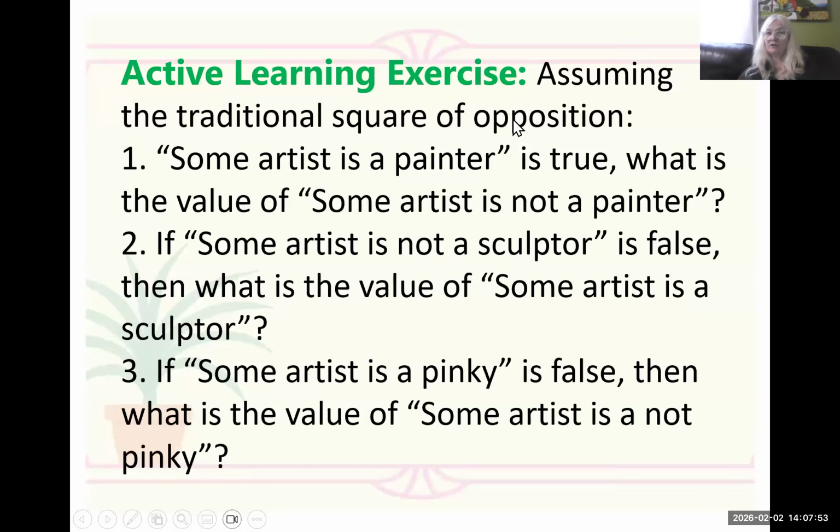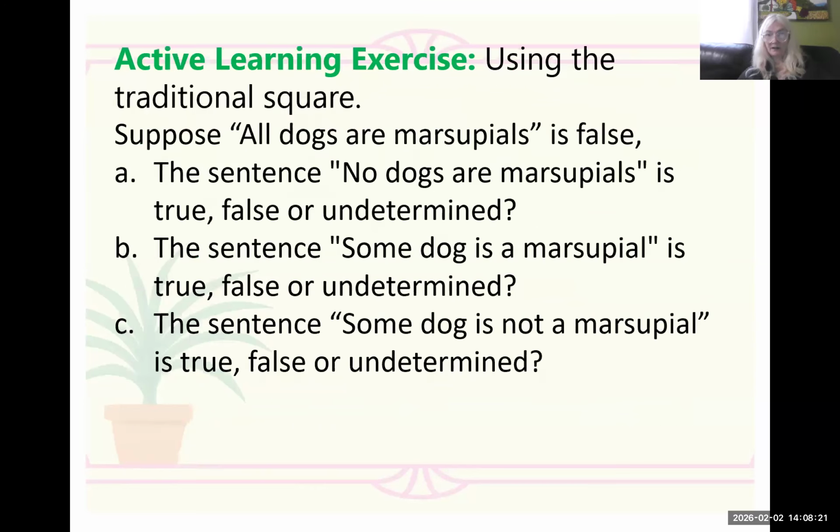So now, assuming the traditional square of opposition, if "some artist is a painter" is true, what is the value of "some artist is not a painter"? True, false, or undetermined? If "some artist is not a sculptor" is false, then what is the value of "some artist is a sculptor"? If "some artist is a pinky" is false, then what is the value of "some artist is not a pinky"?